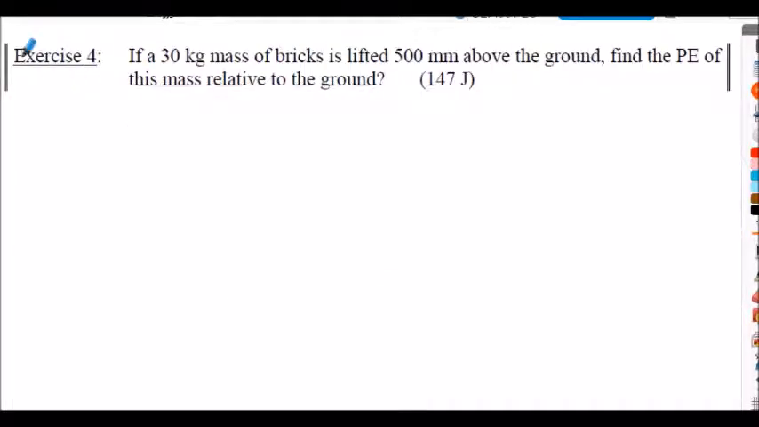Here's exercise 4 for you to undertake. If a 30 kilogram mass of bricks is lifted 500 millimeters above the ground, we've got to calculate the potential energy of the mass relative to the ground, so the datum is the ground. I'd encourage you to attempt this question. The answer is shown as 147 joules. A solution is shown on the following slide.